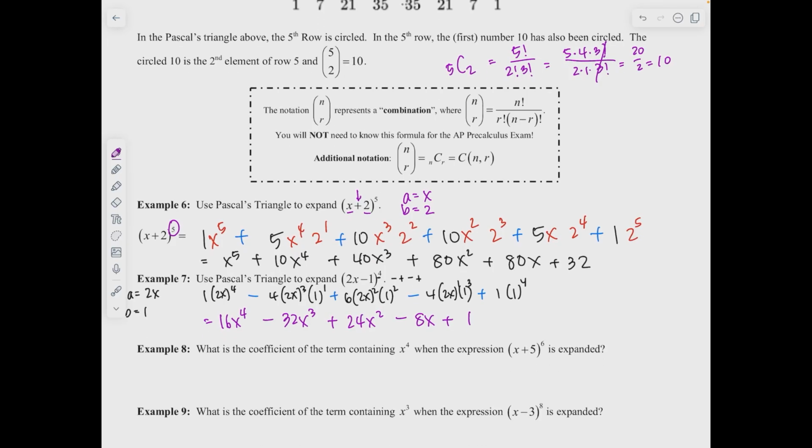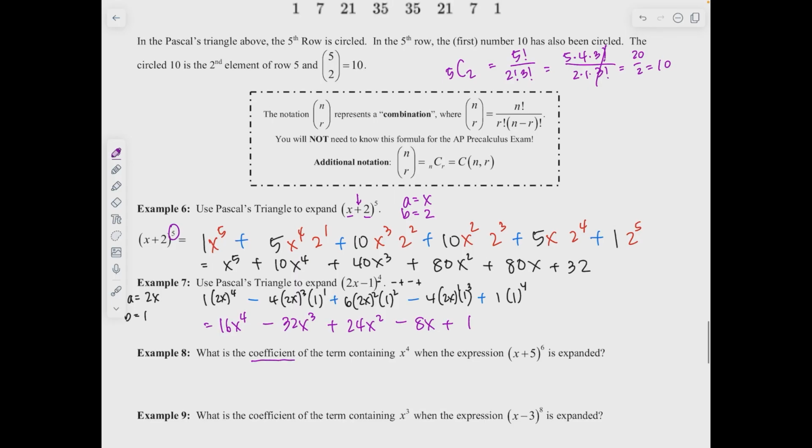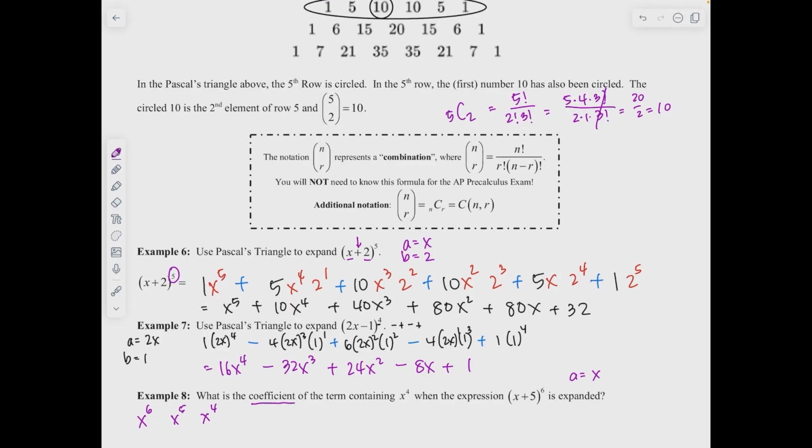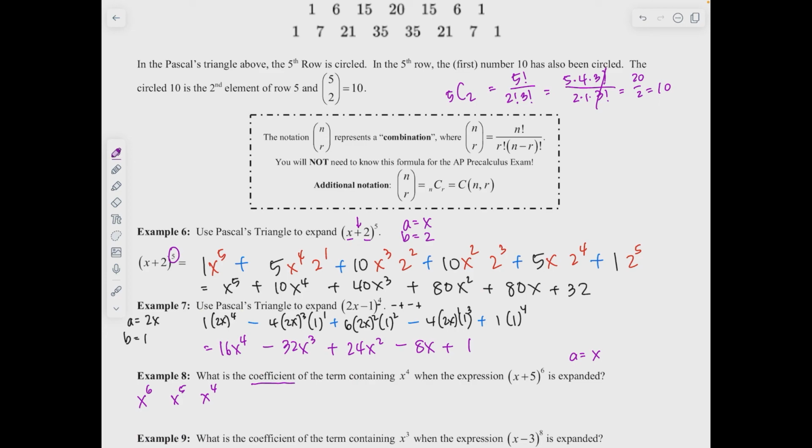Okay, example 8, what is the coefficient? So we're looking for a number containing x to the fourth. So what that means is, if you keep in mind, your a is x, so it would go x to the 6, x to the 5th, x to the 4th. I want my third element in. So as I go to my third element in, third number in, that would be my 1, my 6, and my 15 when I'm looking at this row. So I'm looking at the 15 there. So 15, that would mean x to the fourth, and that would mean 5.